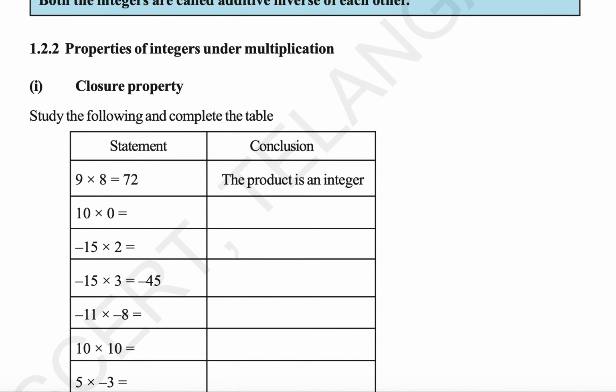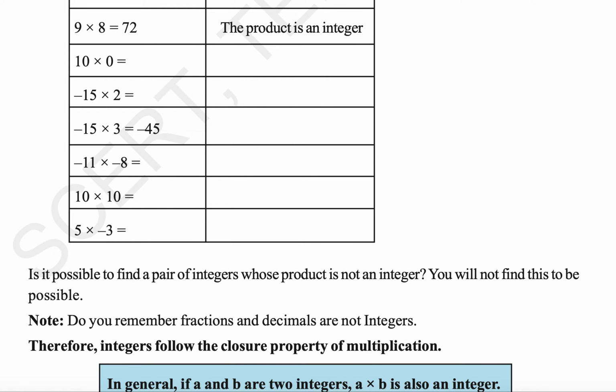Properties of integers under multiplication. Closure property. Study the following and complete the table. 9 into 8 is 72. The product is an integer. 10 into 0 is 0, again an integer. 5 into minus 3 is minus 15, again an integer.